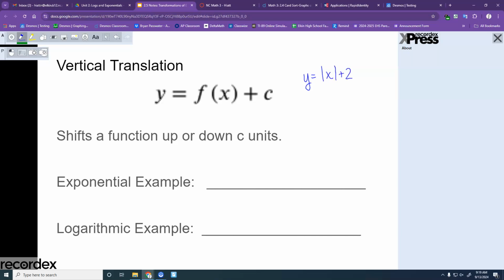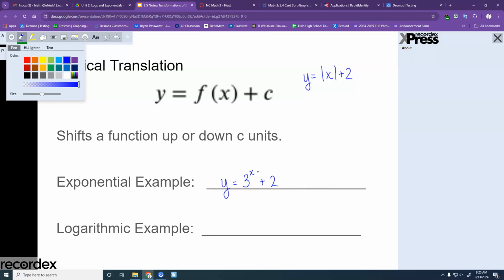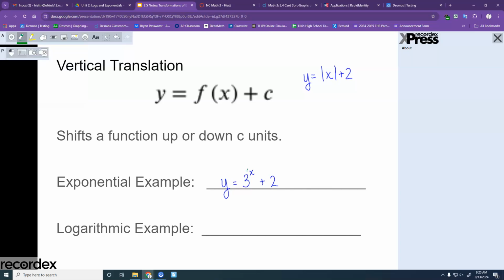What did the plus 2 do in this case? It would move it up 2, right? The same thing happens with an exponential or a log. It takes whatever the exponential graph was, and it moves it up or down. So for an exponential example, it might look like this: y equals 3 to the x power plus 2. It will not be in the exponent. In exponential examples, the parentheses or the bars that we would see are up there in the exponent.